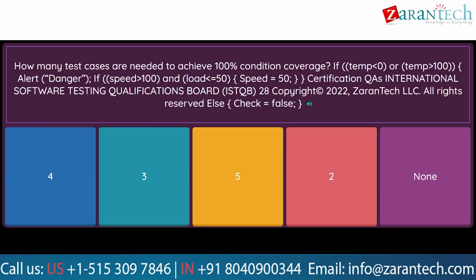Question: how many test cases are needed to achieve 100% condition coverage? If temp < 0 or temp > 100, alert danger. If speed > 100 and load equals 50, speed equals 50, else check equals false. Option 1: 4. Option 2: 3. Option 3: 5. Option 4: 2. Option 5: none.